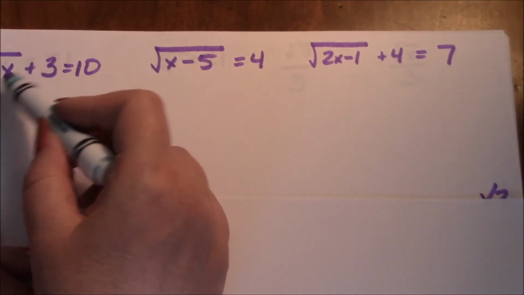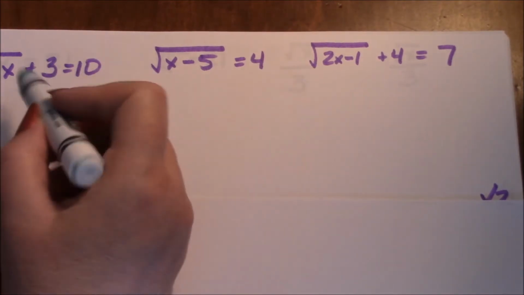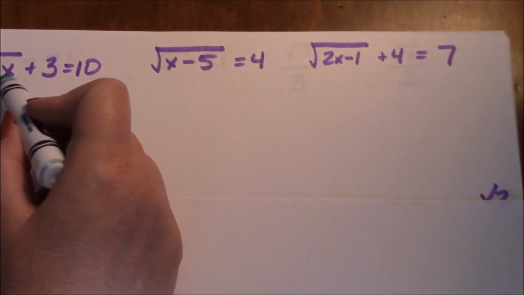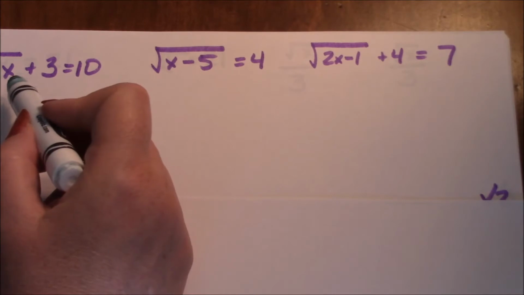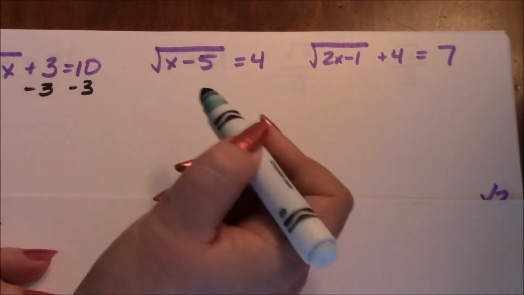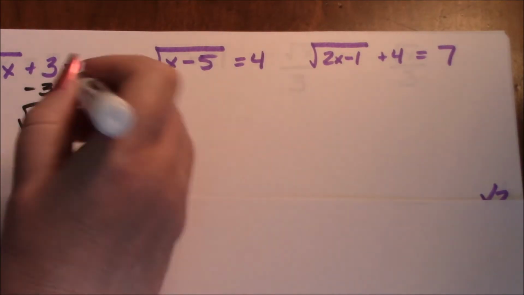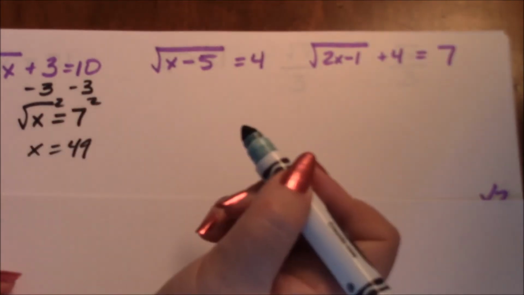So let's up the ante a little bit by giving us other numbers to play with. If I want to square both sides of the equation to get the square root sign off of x, I need everything else to be on the other side of the equal sign. So the first thing we're going to do is subtract 3 so that the root x equals 7. Now I can square it so that x equals 49.